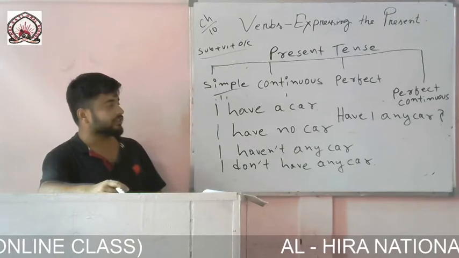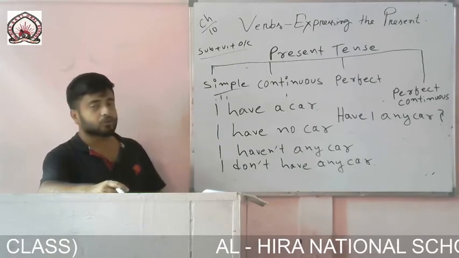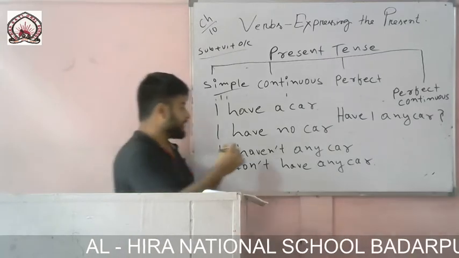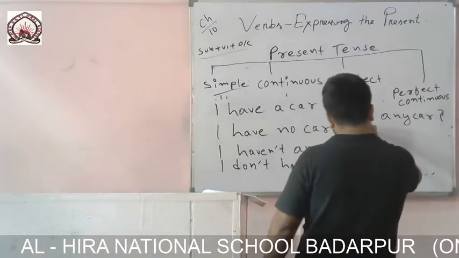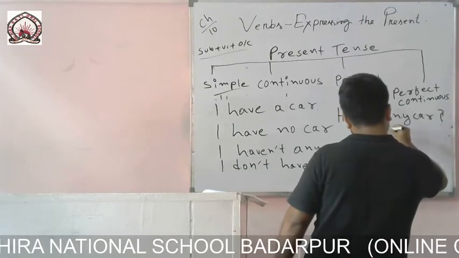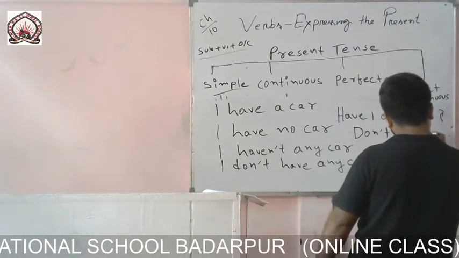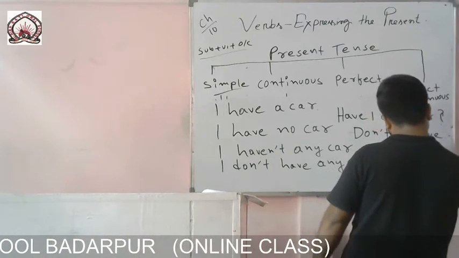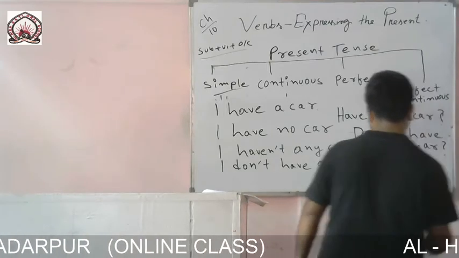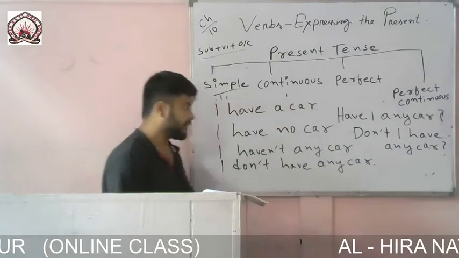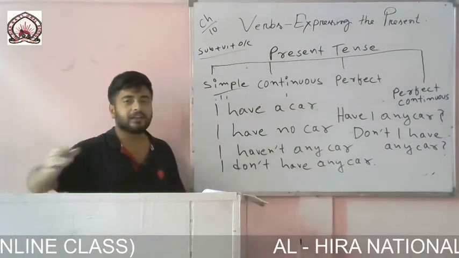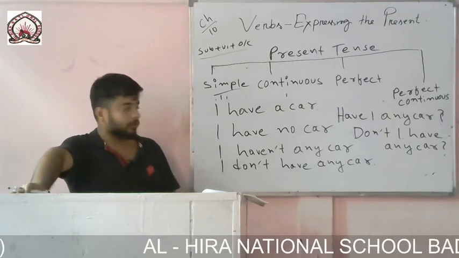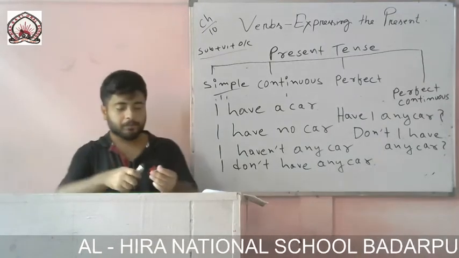Then if we want to change this to interrogative negative, it is very easy: Don't I have any car? Remember, don't I have any car? You can write it like this. Okay, now I hope you have understood this.